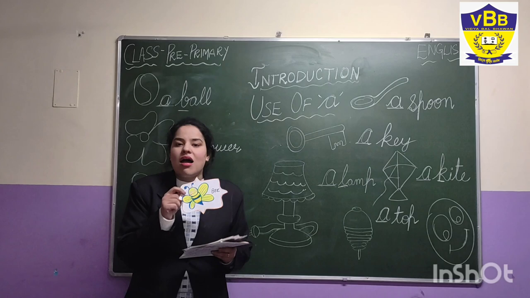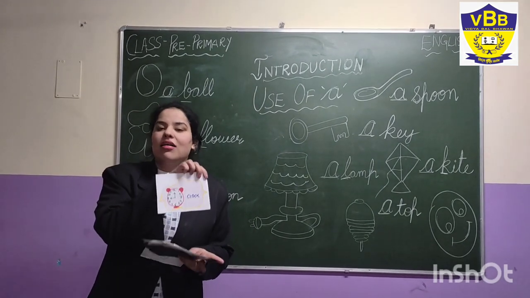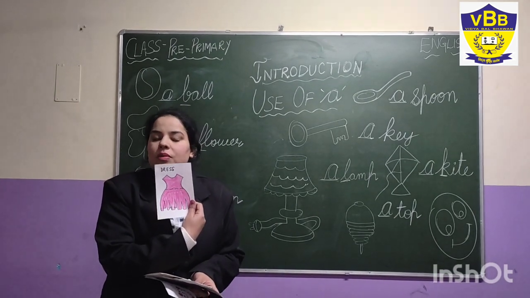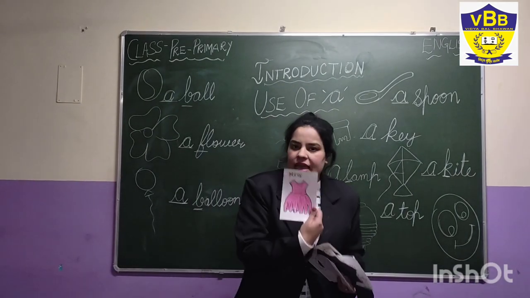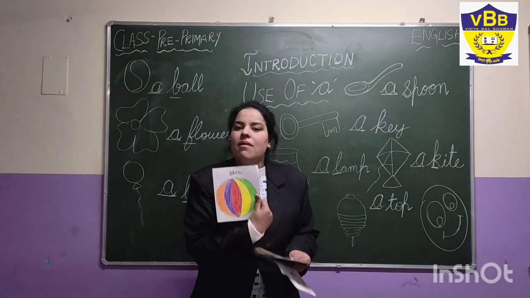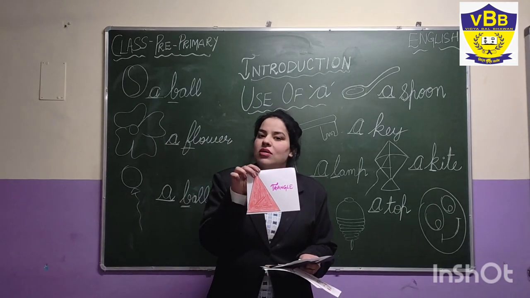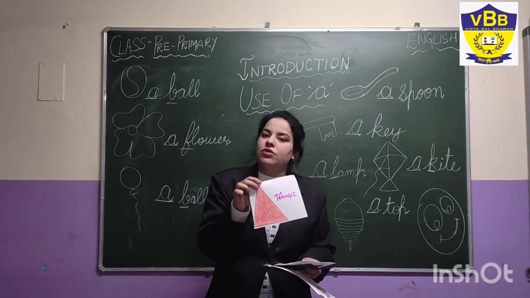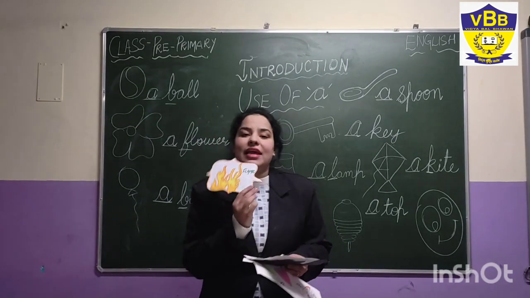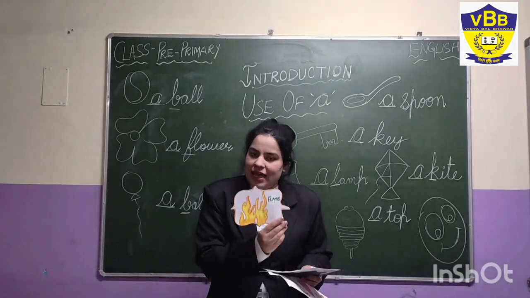Then bee, a bee. Then clock, a clock. Then dress. D is also a consonant. So before that word we use a dress. Then ball, a ball. Then triangle. T is also a consonant. So before that word we use a triangle. Then the last one is flame. F is also a consonant. So a flame. Okay.